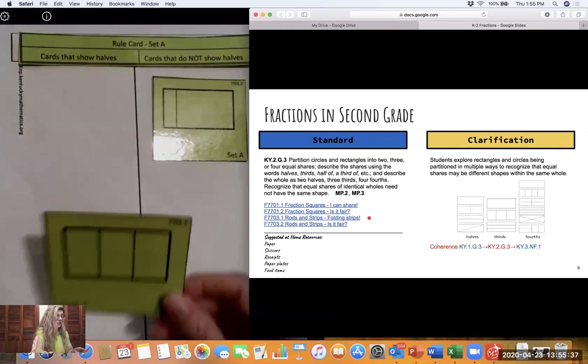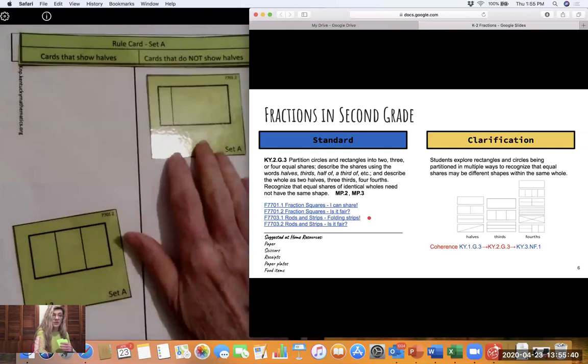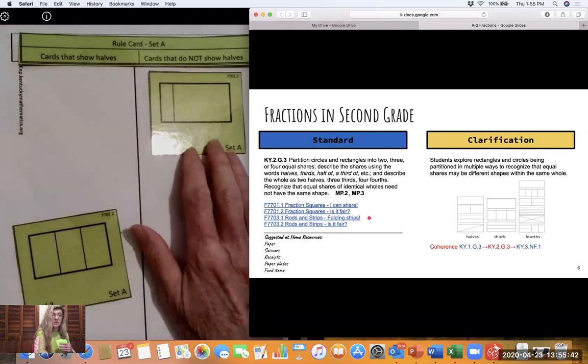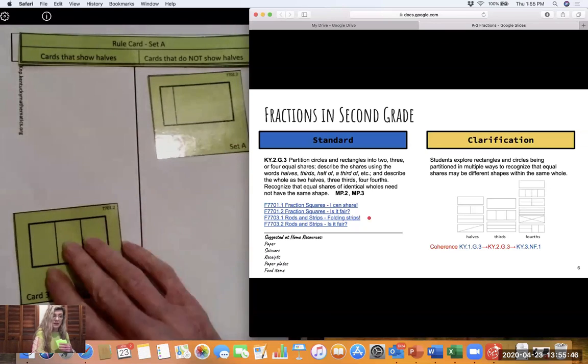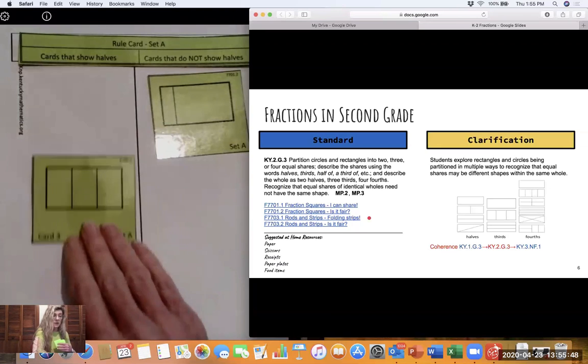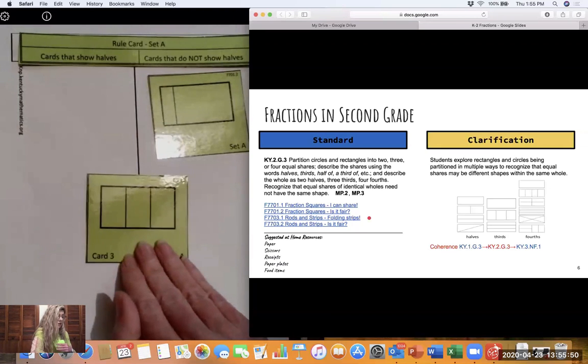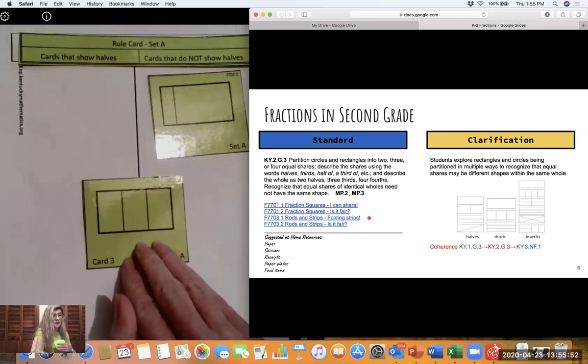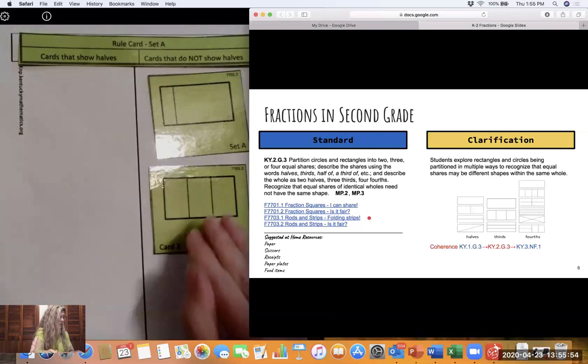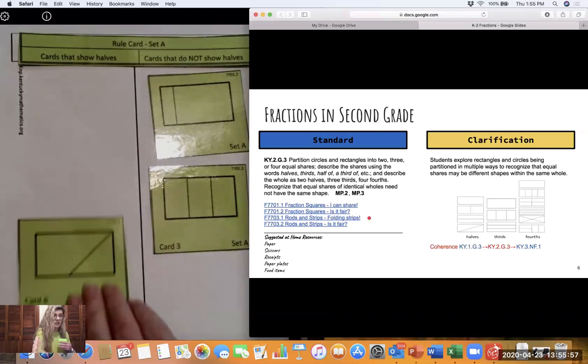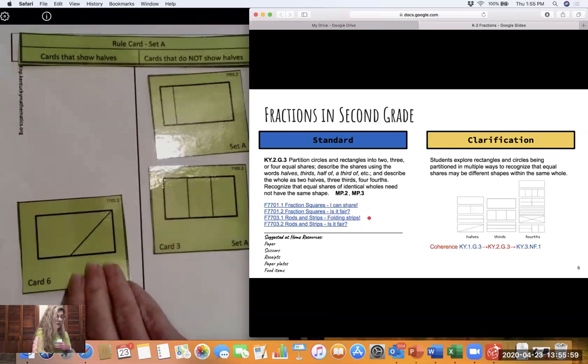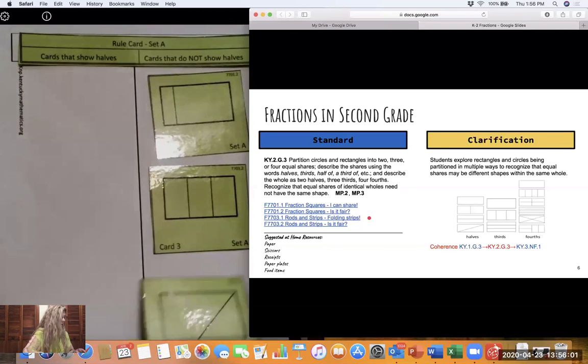And then we'll look at this one. And of course, if you're sitting with your kids, you talk about why that's not showing halves. It's 2 parts, but why isn't that halves? And of course, they talk about how that has to be equal parts. And here, this one's showing equal parts, but there's 3 and not 2. So you can see great conversation can come out of these with the kiddos. Again, there's 2 but not equal parts.